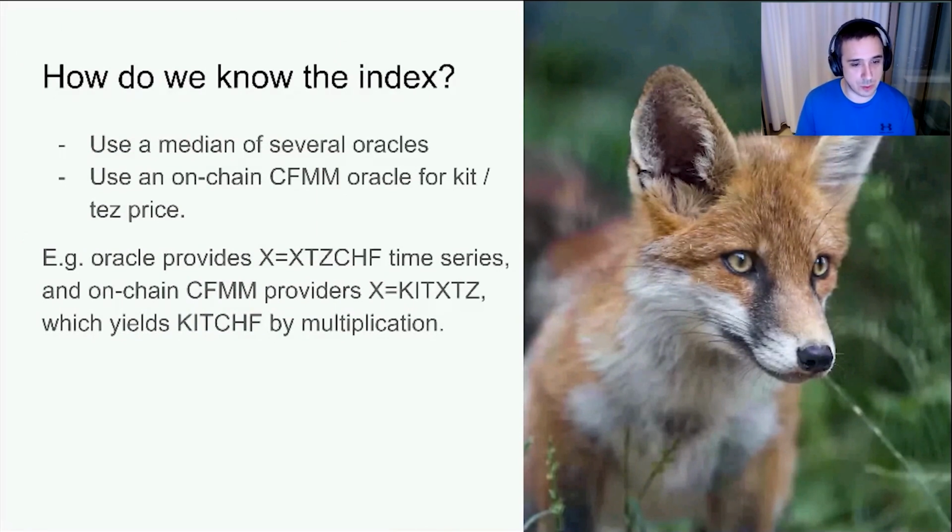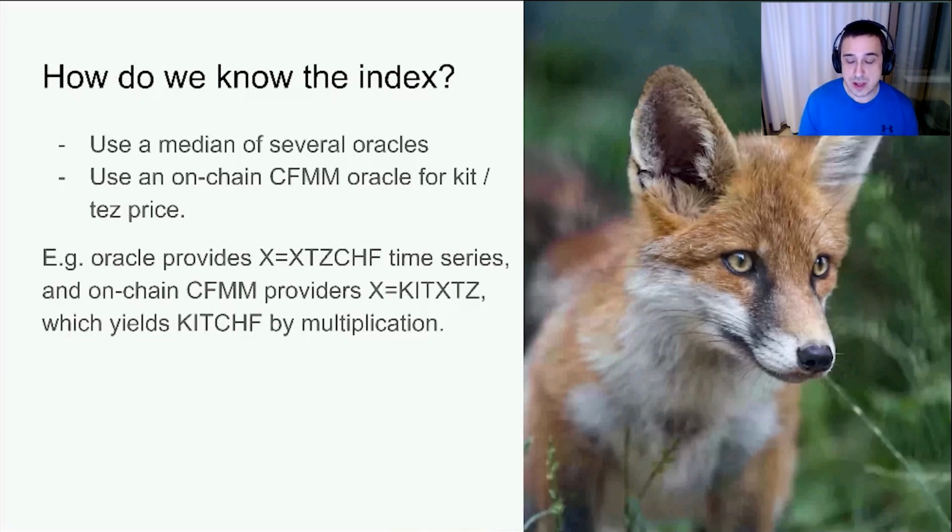So for example, if you have an oracle give you the XTZ-CHF time series, and you have an on-chain constant function market maker that gives you the rate between kit and XTZ, you take the product and it gives you the rate between kit and CHF. If you know that, and if you know your quantity, you can compute the target, and you can know if the target is above 1 or below 1. And depending on that, you can adjust the drift.